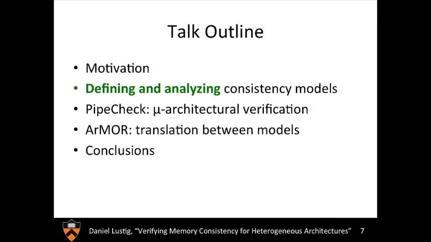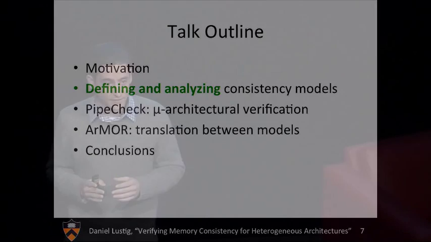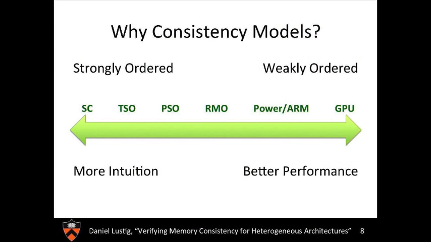Okay, so I want to start by talking about why we need memory consistency models in the first place, just to make sure everybody's caught up. And then from there, I'll move on to my focus on hardware and then into the microarchitecture space. So first of all, why consistency models at all? Why do we even need to worry about this?